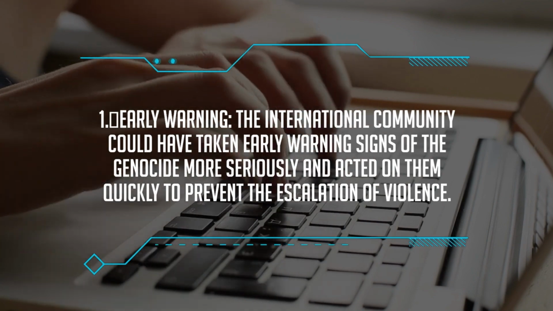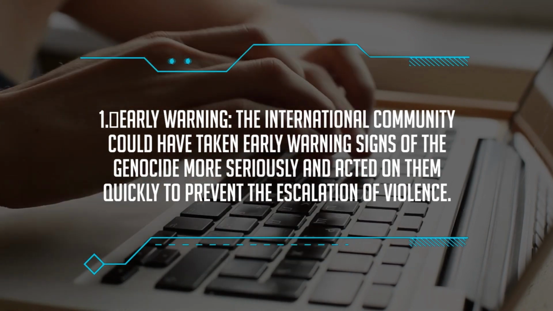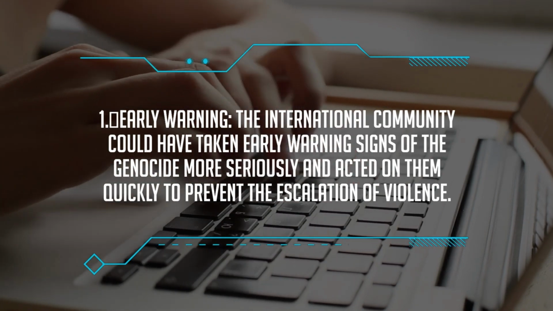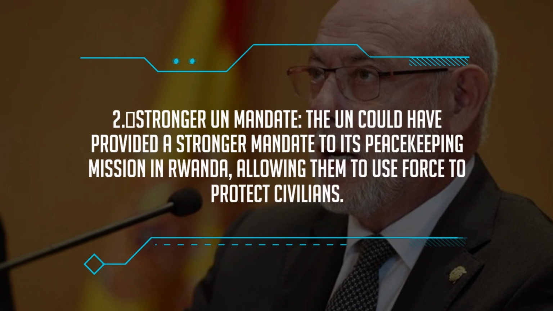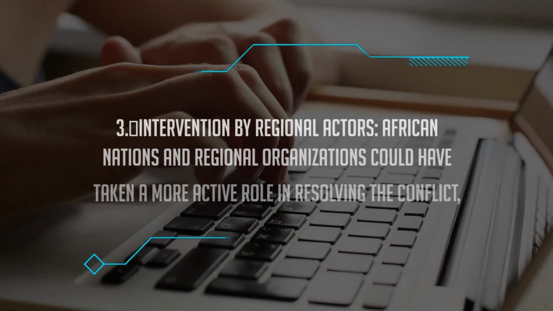Early warning. The international community could have taken early warning signs of the genocide more seriously and acted on them quickly to prevent the escalation of violence. 2. Stronger UN mandate. The UN could have provided a stronger mandate to its peacekeeping mission in Rwanda, allowing them to use force to protect civilians. 3.